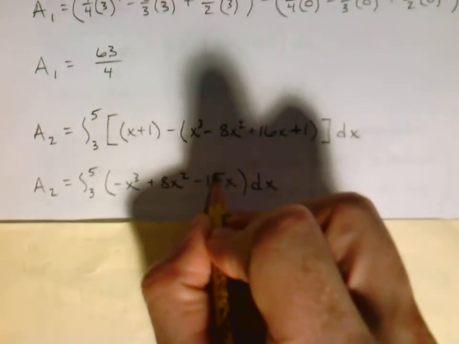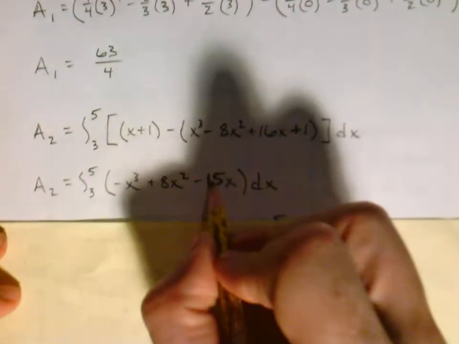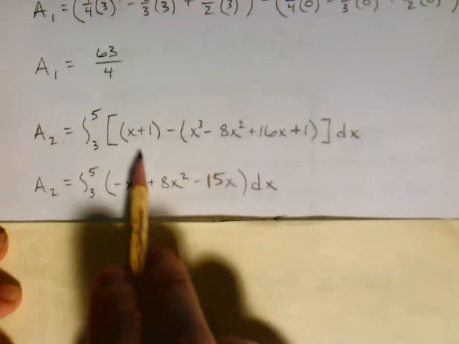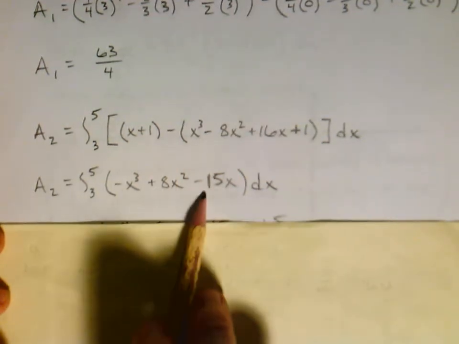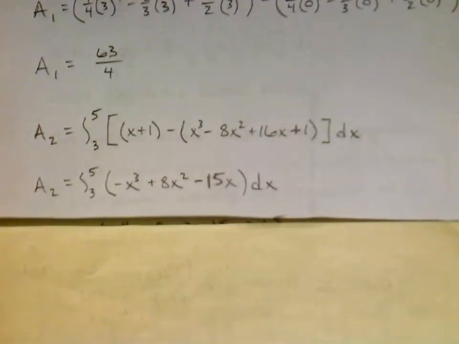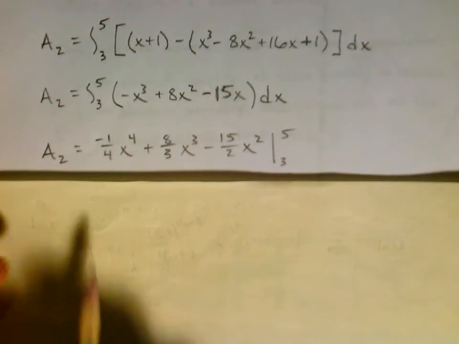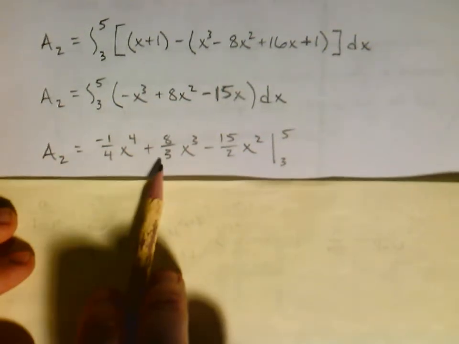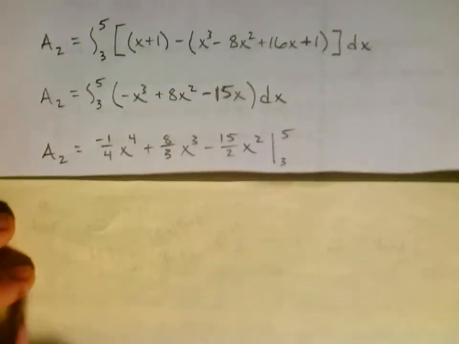You notice that it's just the negative of the way we did it previously. Well, that makes sense. If you reverse the order, right, you subtract the other way, it's going to be the negative. So a negative, positive, negative for our terms here. So there's definitely a similarity. Doing the antiderivatives, negative 1/4 x to the fourth plus 8 over 3 x to the third minus 15 over 2 x squared. And this time we go from 3 to 5.